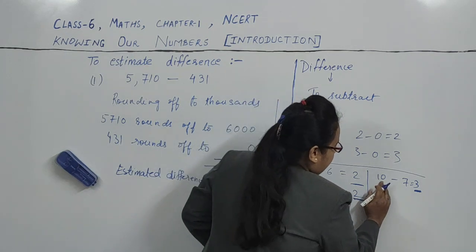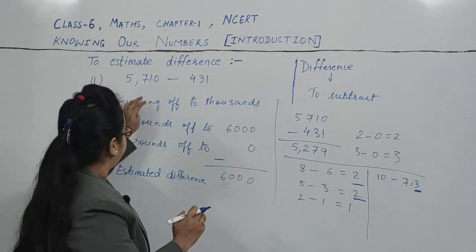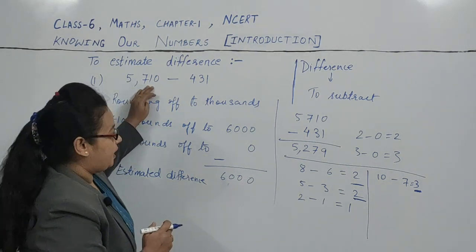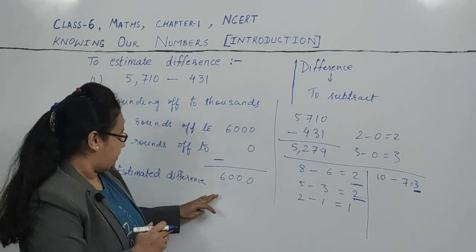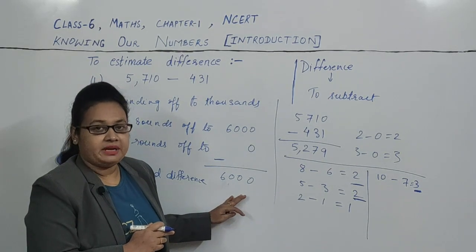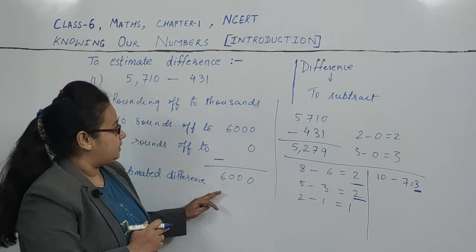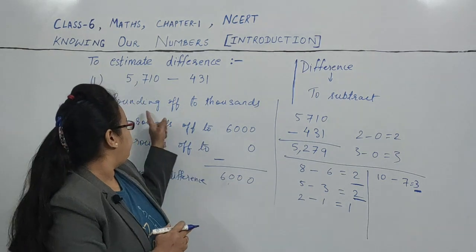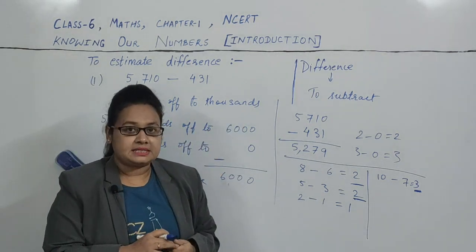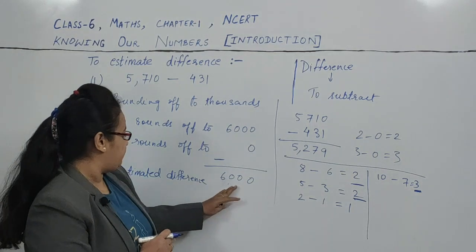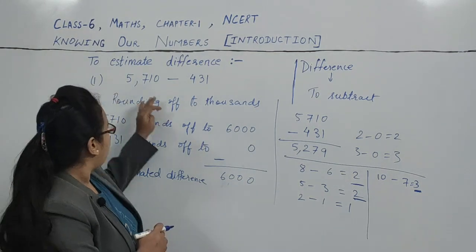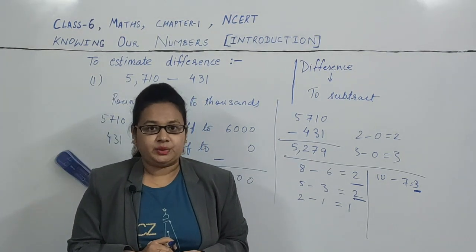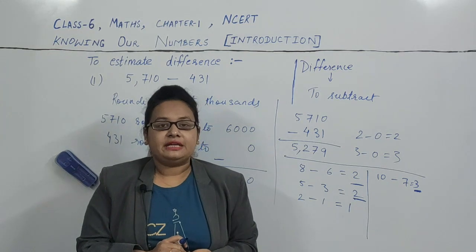But what is here? The estimated difference is 6000 and it is bigger than the greater number. So this estimation is not meaningful, not reasonable, right? What we did earlier, rounding off to hundreds, was the reasonable estimation. This one is not reasonable because the estimated difference is more than the greater number, right? So understood? This way we do the estimated difference.